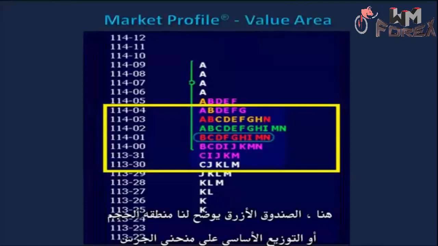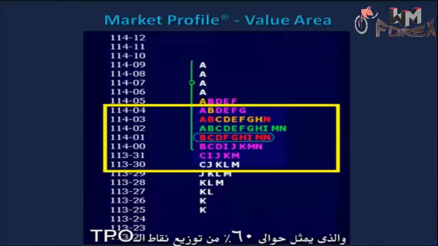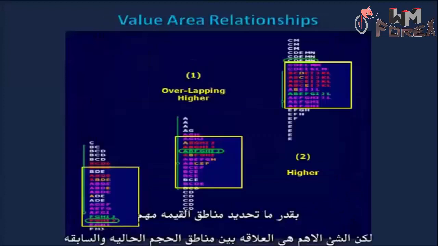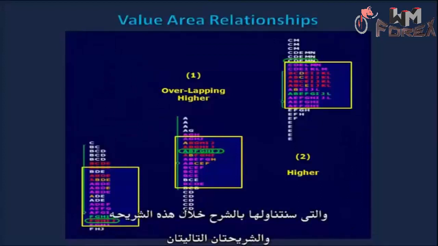Here, the yellow box illustrates the value area or first standard deviation on the bell curve, which is approximately 68% of the volume of TPOs displayed. TPO is the name given to letters in the market profile and stands for time, price, and opportunity. Now, while identifying the value area is important, the thing that is most important is the relationship between current and previous value, as illustrated by this and the next two slides.